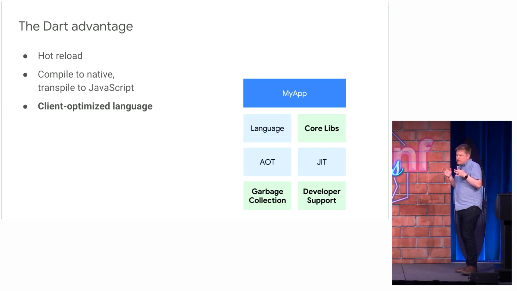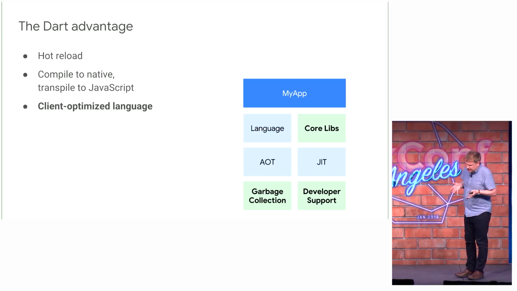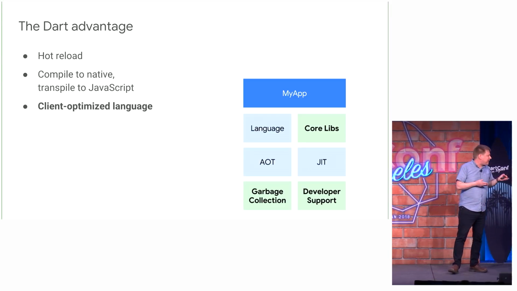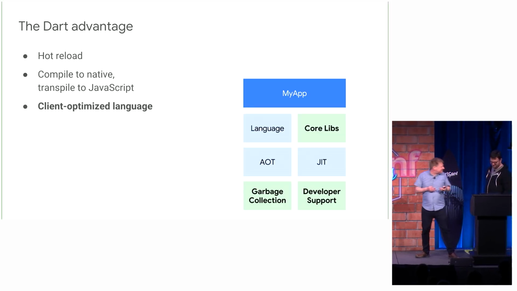So, we mentioned those 70 million lines of code on GitHub. But how is Google using Dart? Well, I'd like to invite Kevin Moore, who's a fellow product manager on the Dart team, to come up and talk a little bit about that. Kevin.